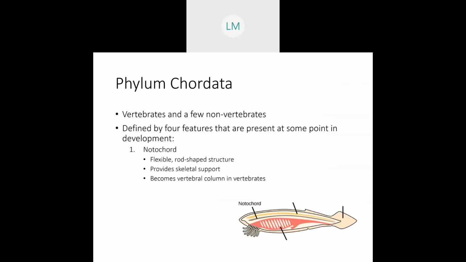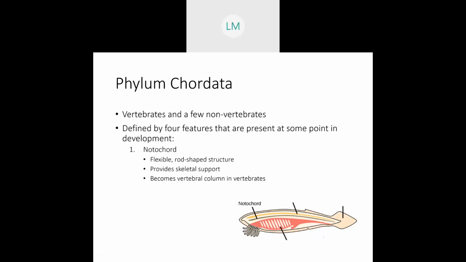For most chordates, these features are present during the embryonic stage, and then they're lost in the adult form, but we do have one of our non-vertebrate chordates that maintains all of these characteristics into adulthood. These 4 features are how we have defined this phylum, how we have grouped all of these animals together. The first feature is the notochord. Down here, this figure is just an example of a chordate that has all 4 of these features that we're going to talk about.